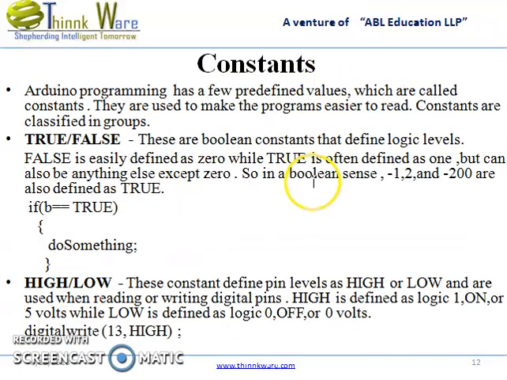Constant. Arduino programming has a few predefined values which are called constants. True or false. These are boolean constants that define logic level. False is 0 while true is 1. High or low. These constants define pin levels as high or low and are used when reading or writing digital pins. High is defined as logic 1 and low is defined as logic 0.